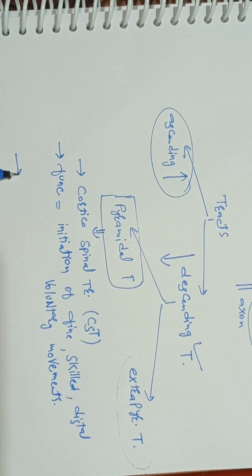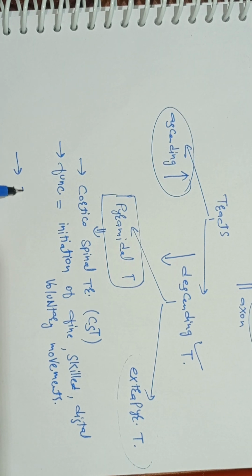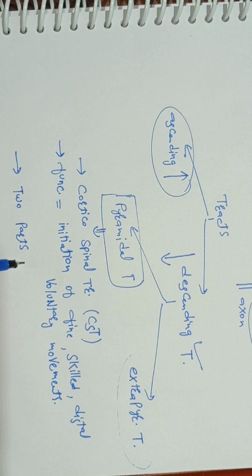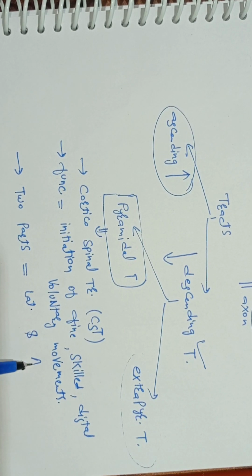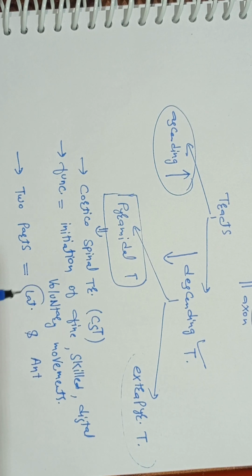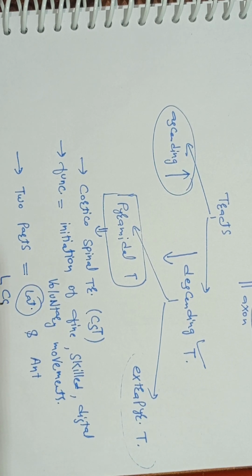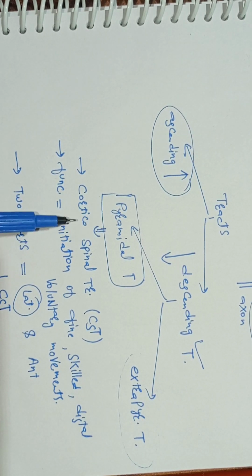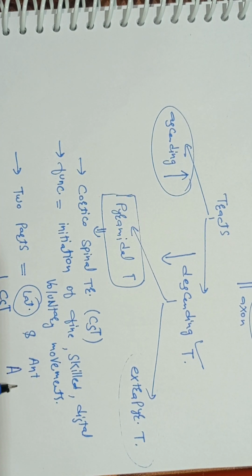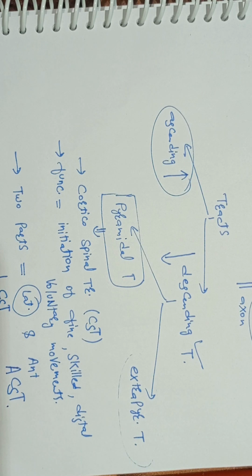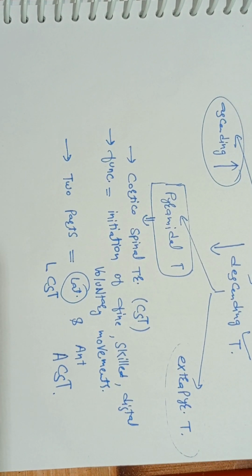This pyramidal tract has two parts, lateral and anterior. The lateral part is known as the lateral corticospinal tract, because the pyramidal tract is also known as the corticospinal tract, and the anterior part is known as the anterior corticospinal tract. We will talk about these two parts in the coming minutes.